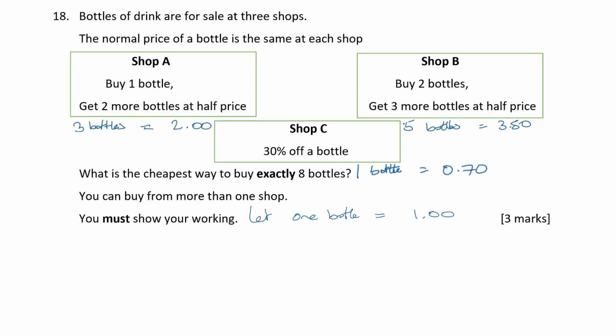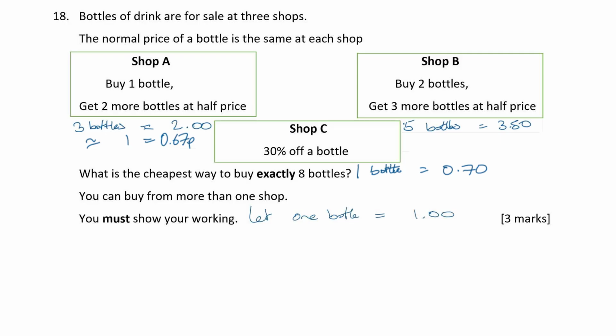So I want to buy exactly 8 bottles. What's the cheapest way of doing that? It's usually a good idea to work out what the equivalent price per bottle is for each of the deals that we've got here. So in Shop A, I can buy 3 bottles for £2, which is equivalent to 1 bottle costing £2 divided by 3, which is about 67p, isn't it? Okay, so that's quite cheap. That's cheaper than Shop C, where 1 bottle is 70p.